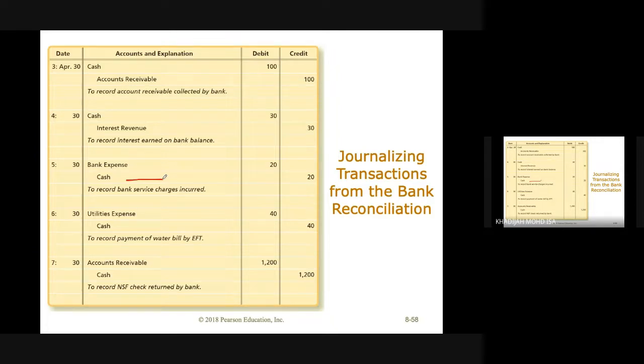Utility expense, again, is an expense, so it is subtracted from your cash. Account receivable, this is an NSF check. So you debit your account receivable again and credit your cash. Initially, when you receive the check from the customer, you debit your cash and credit your account receivable. But because the check is NSF, you have to reverse the transaction, as if nothing happened. You record account receivable of 1,200, which means the customer still owes you 1,200, and you credit cash because previously you had debited your cash account.